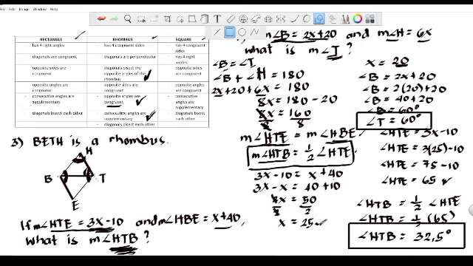So we were able to solve for the missing parts of a rhombus by applying the properties of a parallelogram. A rhombus is a special parallelogram.